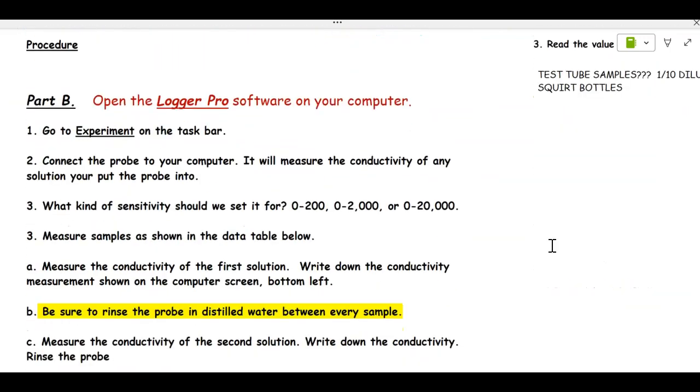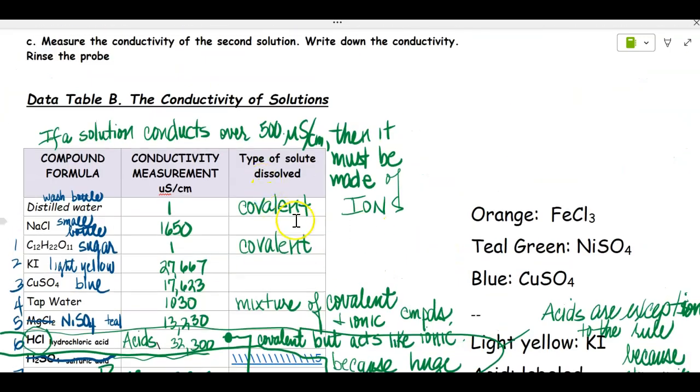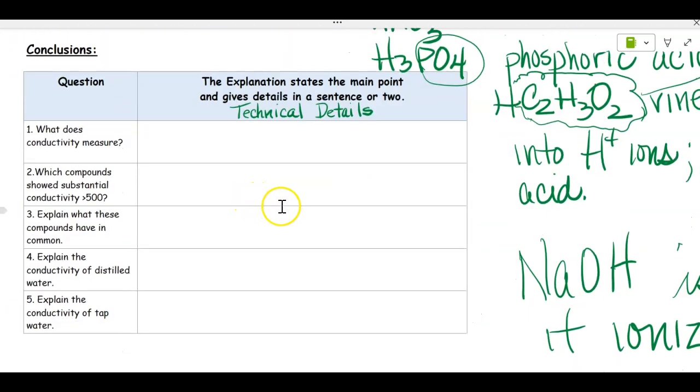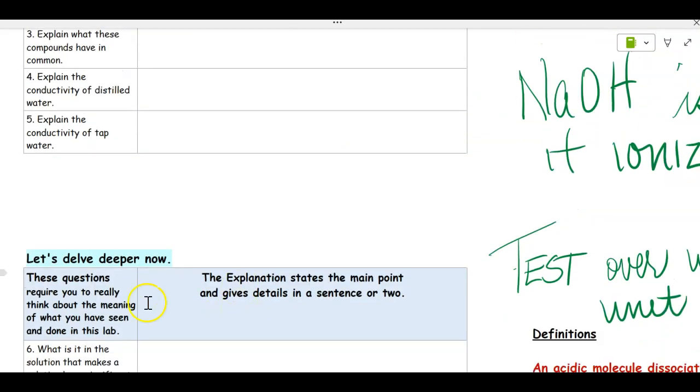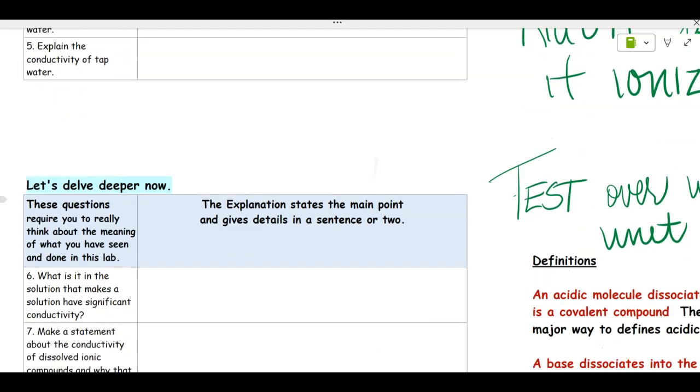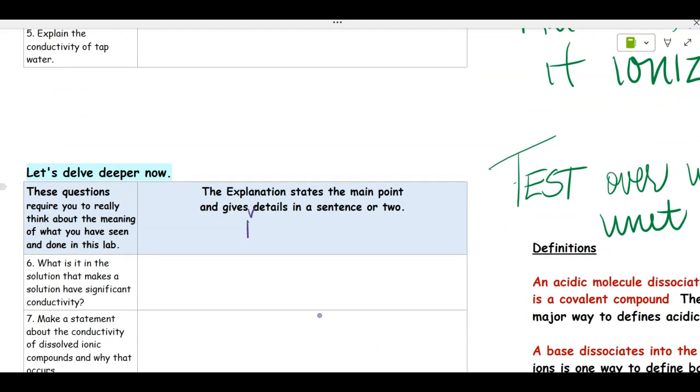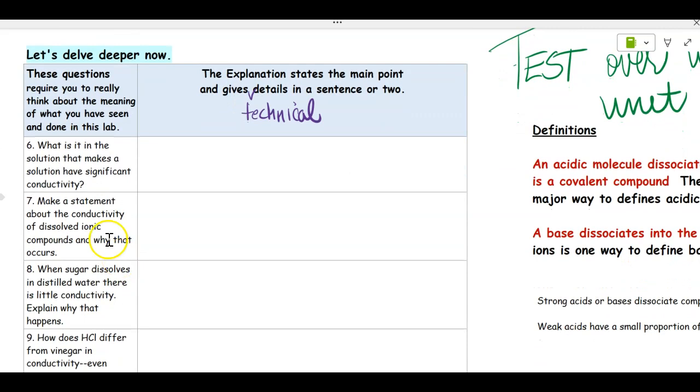So we were working on these conclusion questions, and we had discussed all of the data, and then you answered the simpler questions, but you still had to use technical details. Now we're going to delve deeper. And once again, the explanation states the main point and gives details, but these are technical details. This is not the stuff you knew when you walked in the door. This is what we've learned because we've done this lab. All right. So what is it in the solution that makes a solution have significant conductivity?